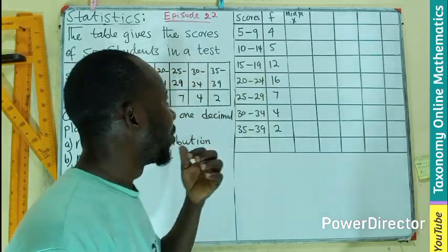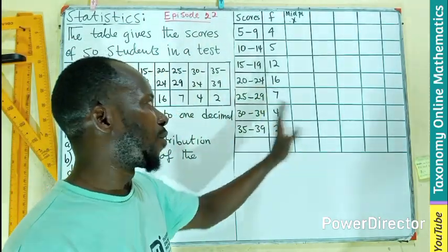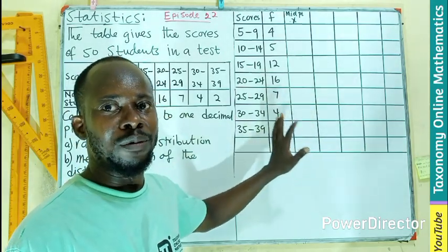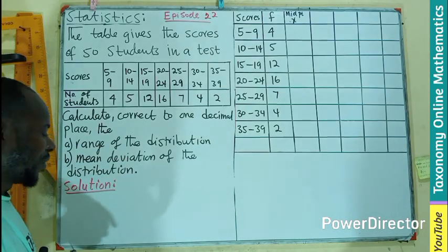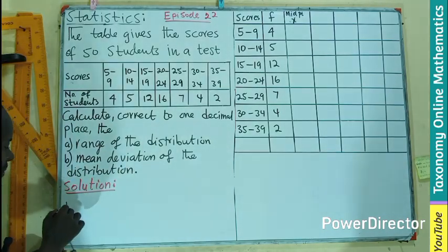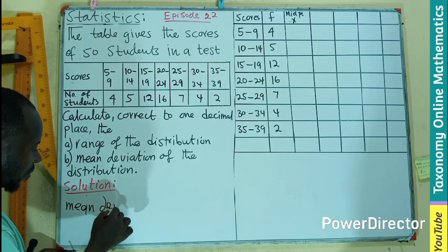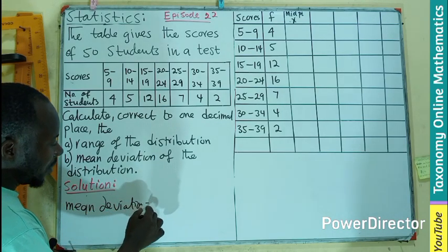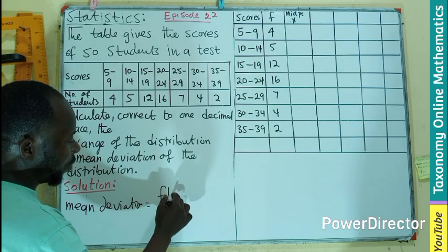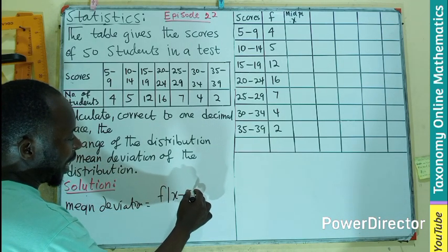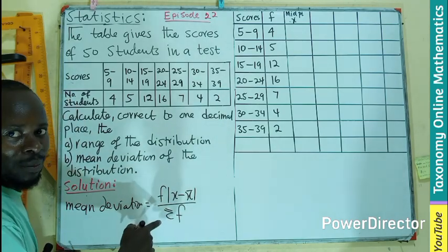Okay, so the table is going to be in this form. Someone will ask, how do I know the number of columns to draw? The number of columns to draw is determined from the question. The question is asking for mean deviation. So I should know that my mean deviation is given by the sum of f times the absolute value of x minus x bar, divided by sigma f. This is what I am looking for.